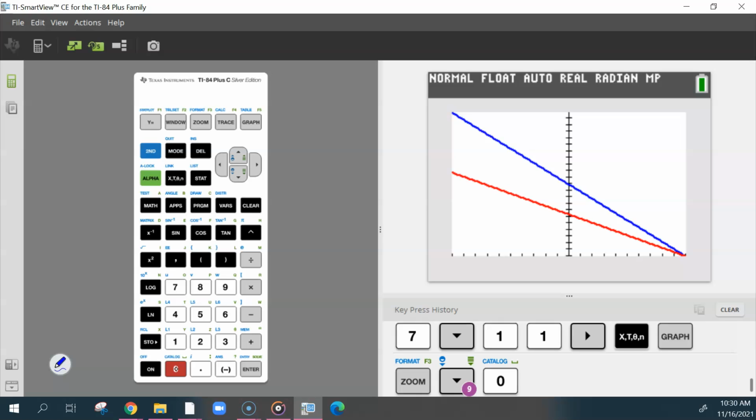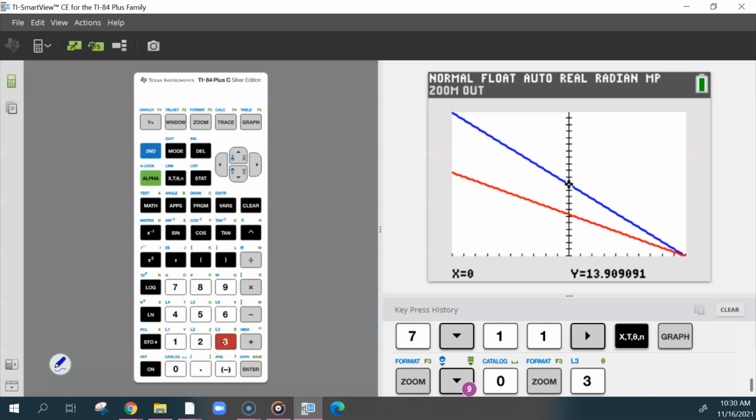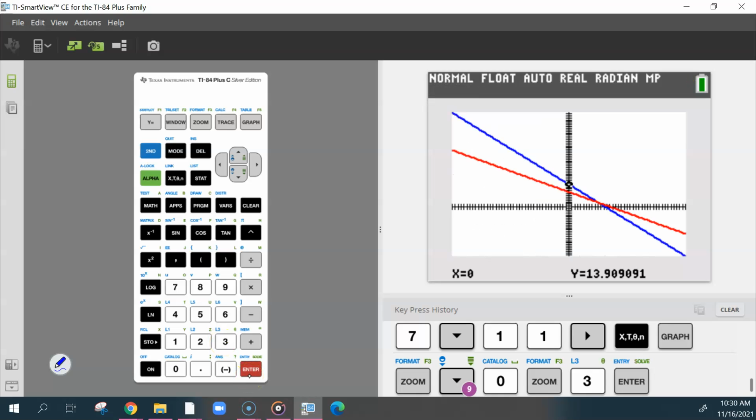Kind of didn't work. Graph it. If you see that they intersect within your window, then you don't need to do what I just did. The zoom fit didn't work for me, so I'm going to zoom out. Both of those work. You can zoom in, zoom out, zoom fit, zoom standard, any of those work. So you do the Y equals, and then you put in the equation, and then graph.